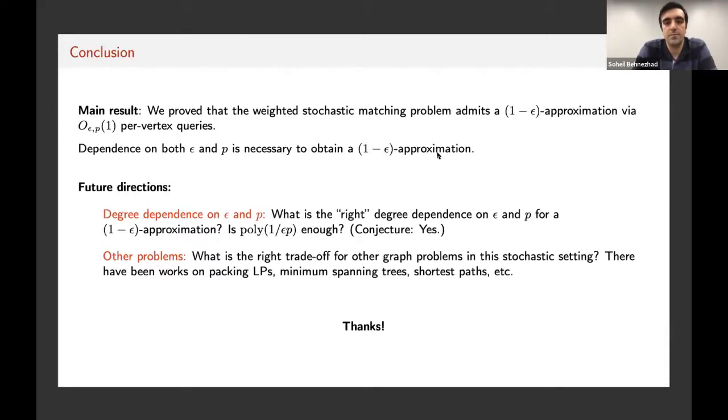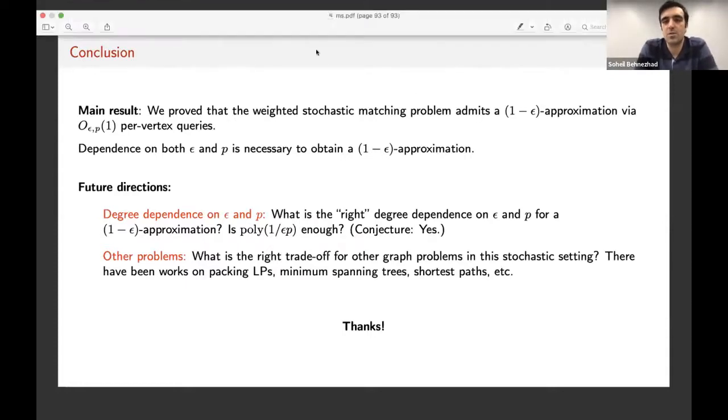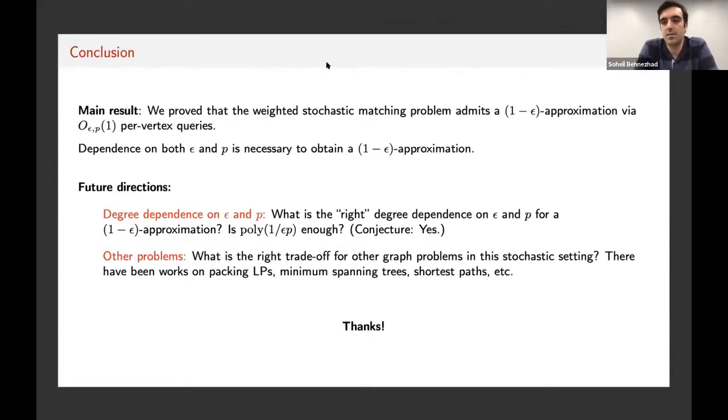I see. Next question is by Callum. Is P allowed to depend on N in this problem? Yes. So our result is most useful when P is constant. When P and epsilon are constant, then the subgraph that we pick is going to be constant degree. You can let P and epsilon depend on N, but our dependence on epsilon and P is exponential. So the dependency on N should be really small for the algorithm to be useful.